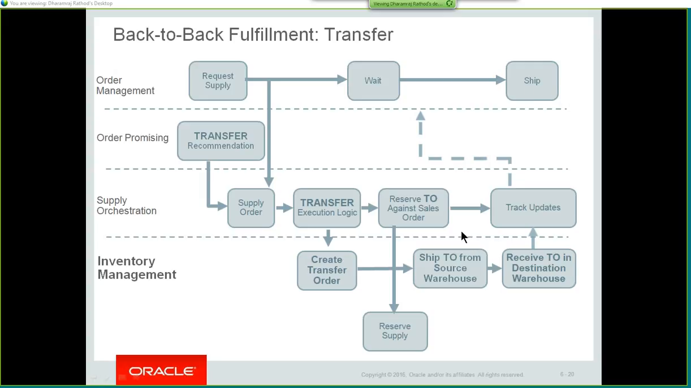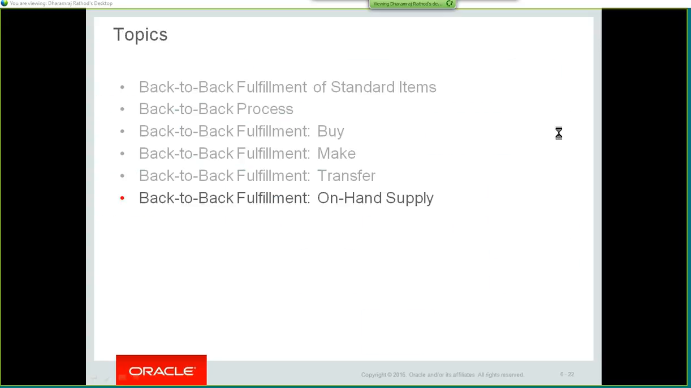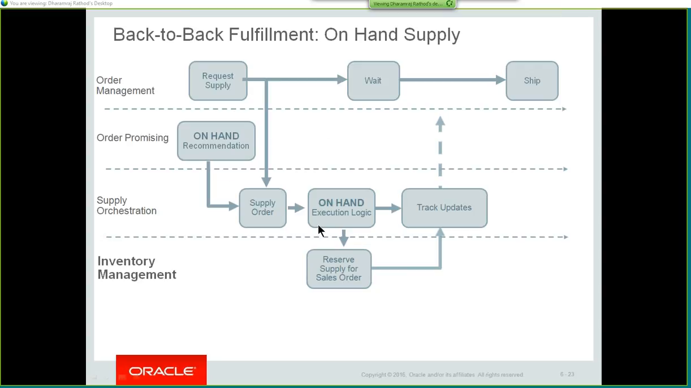So all of these would be through global order promising. The recommendation would come from global order promising, whether to make it, buy it, or transfer it. And all of these are rule based. You write your rules, and then you eventually identify whether to make it, transfer it, or buy it, along with the item attribute for sure. If you have on hand, you will look at this ATP rule, and if the on hand is available, we consume the on hand, and then raise any other documents if needed.